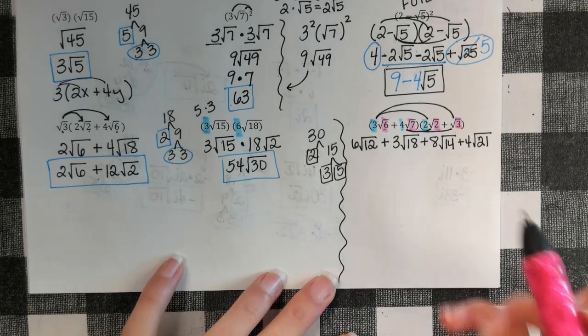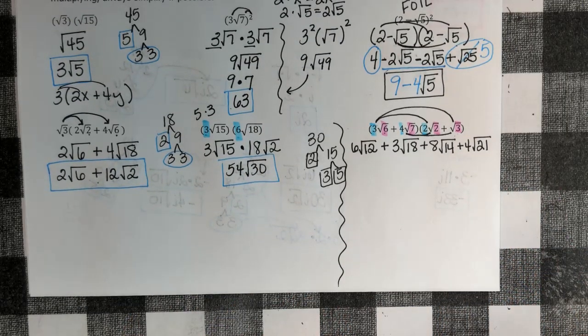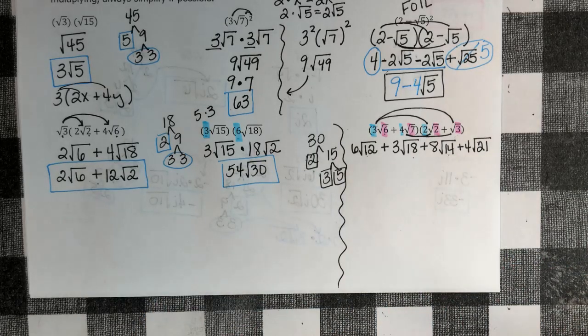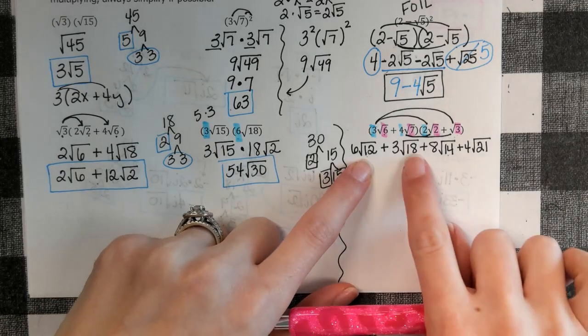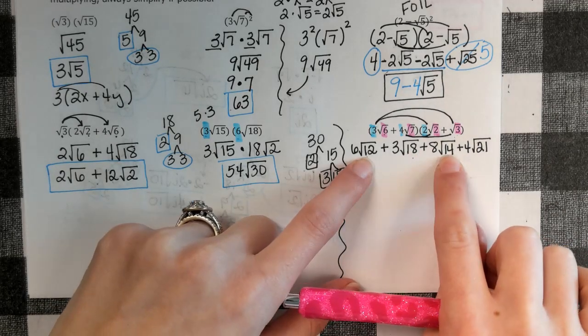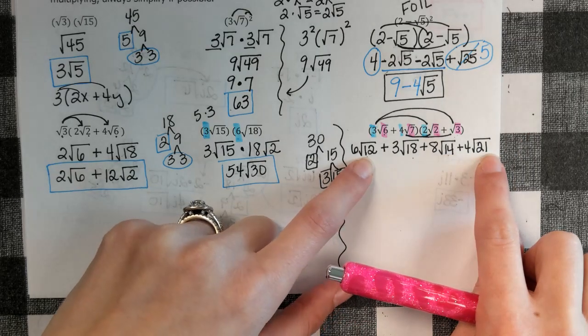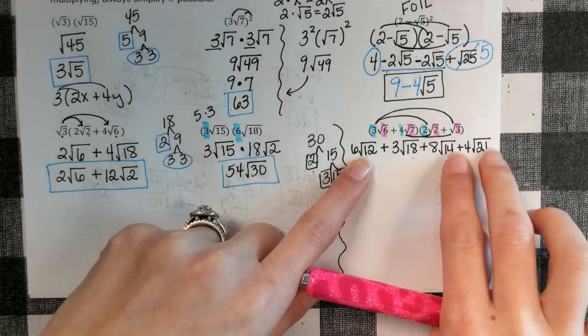All right, now I'm going to try to combine like terms, but I have a 12, an 18, a 14, and a 21. All of those are different. So if I can't do it, then I'm going to simplify. I can simplify 12, I can simplify 18. 14 will not simplify because that's 2 and 7. 21 will not simplify because it's 3 and 7. There's no pairs to make.